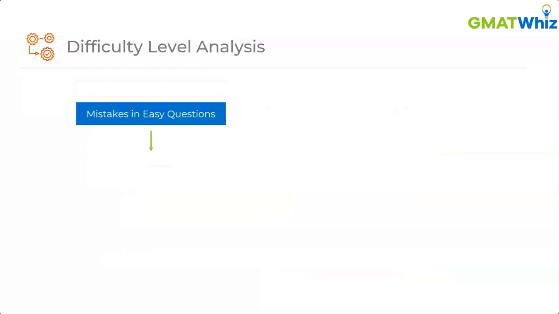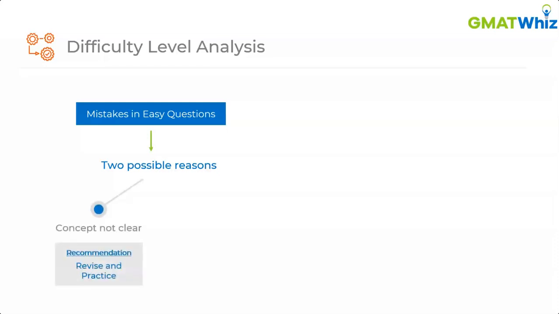And simultaneously, you can also look at difficulty level analysis. Try and see the mistakes. Where are you making mistakes? What kind of difficulty level are those questions where you ended up making a mistake? For example, if you're making a mistake in an easy question, then there are 2 possible reasons for it. Either you might be making a mistake because the concepts are not clear.